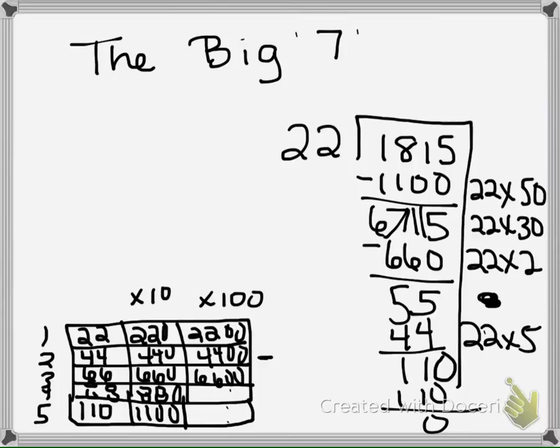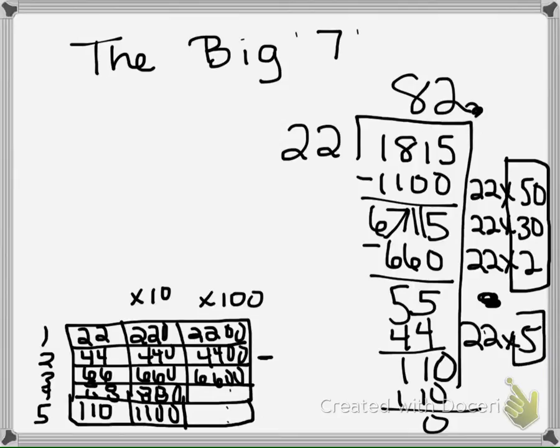Now, we have to figure out the answer. This is pretty easy. We take all of the things that we multiplied by and add them up. 50 plus 30 plus 2 is 82. I'm going to put my decimal up, and then 22 times 5, I don't have anything to add to that 5, so that 5 just stays right there. And that is how you use the Big 7 to divide.